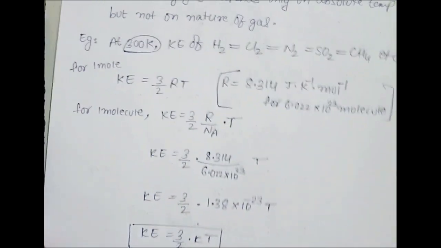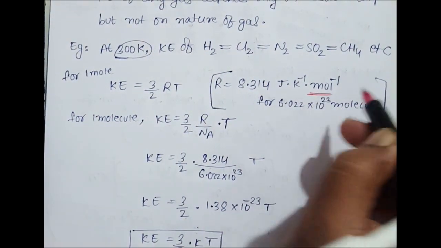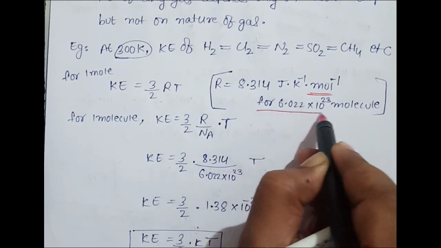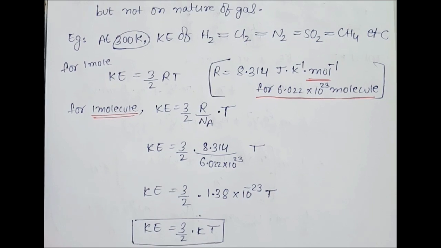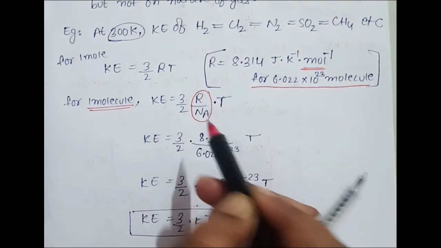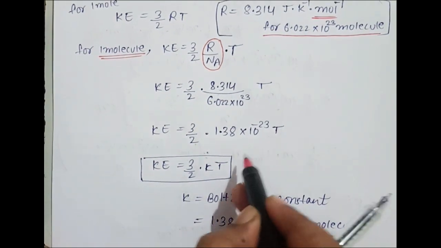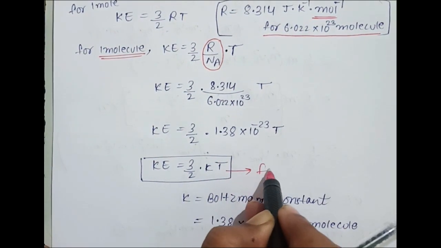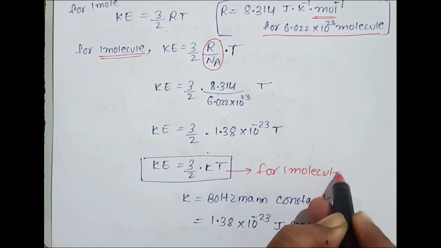It is like the R value, but the R value is per 1 mole, which means for these many molecules. If I want it for only 1 molecule, I have to divide by Avogadro number. I have divided and I got it. This is the Boltzmann constant. So this is the formula for 1 molecule, which we generally use in physics.